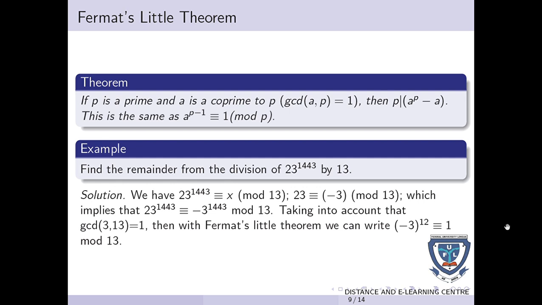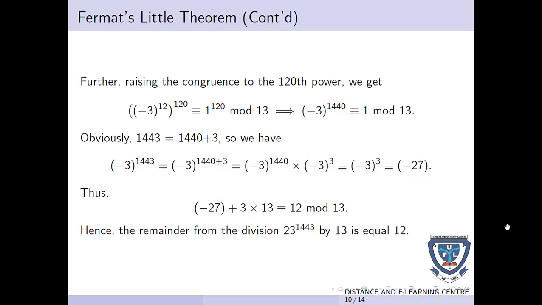And when you move forward to find the GCD of 3 and 13, you're going to have 1, meaning the pair is coprime. Okay, and you continue applying Fermat's little theorem. We can now write that 3 raised to power 12 is congruent to 1 modulo 13. Further, raising the congruence to the appropriate power, we get the following. And when you simplify further, you're going to get that the remainder will be 12 from our evaluation.